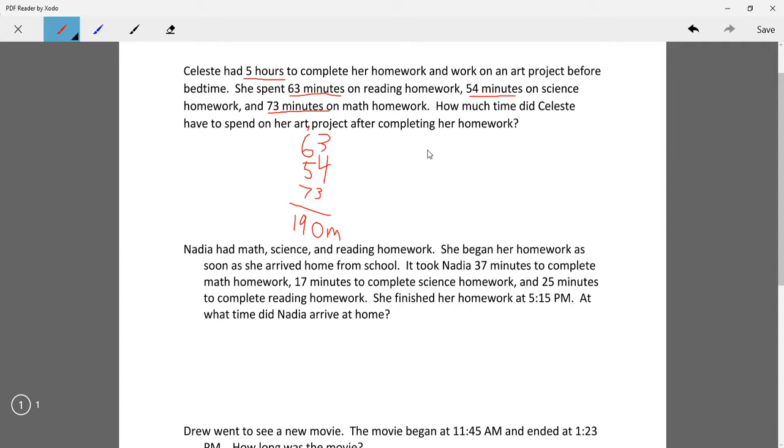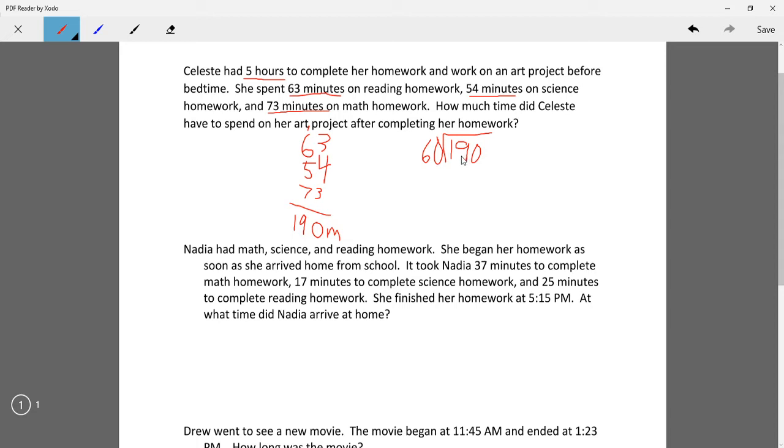Now, what we can do is divide 190 by 60, so that we can convert this into hours to make it easier to figure out with 5 hours. So we can actually do this in two different ways. We can either convert this 190 minutes into hours, or we can convert 5 hours into minutes. But when you are trying to subtract time, and one is in hours and one is in minutes, you have to convert one to the other to be able to do it properly, right?